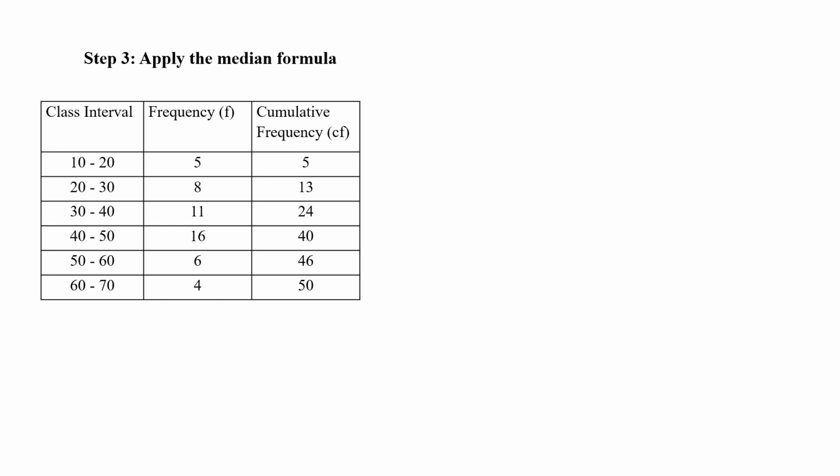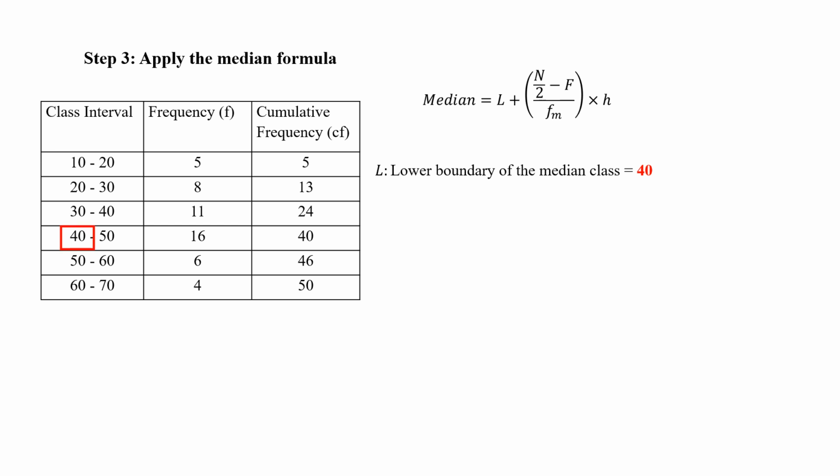The following step is step number 3: apply the median formula. The formula for the median of grouped data is as follows. The median equals L plus (n divided by 2 minus f) divided by fm, times h. Here L is the lower boundary of the median class, which equals 40. Here n is the total number of observations, as we have already mentioned, which is equal to 50.